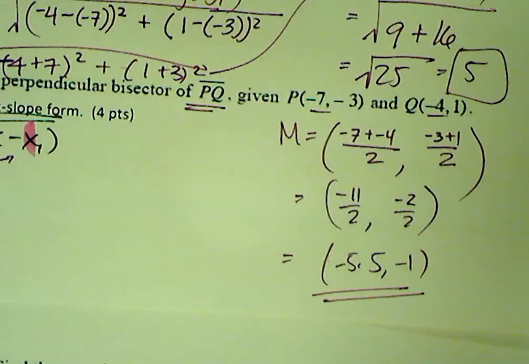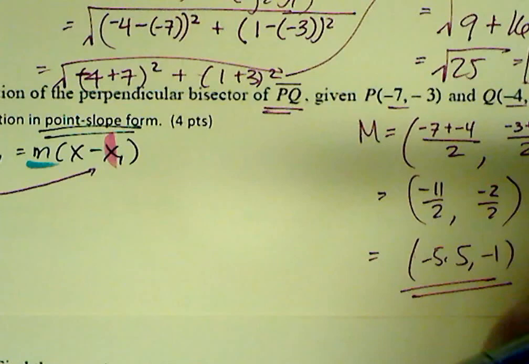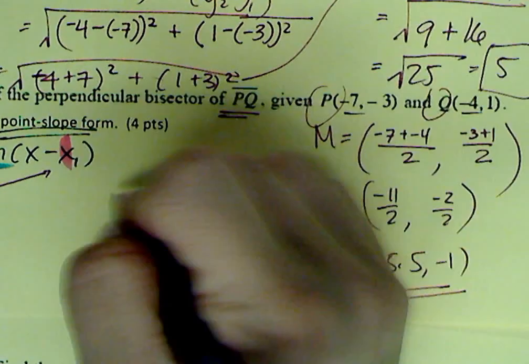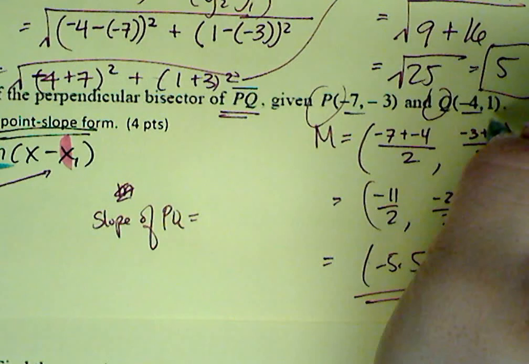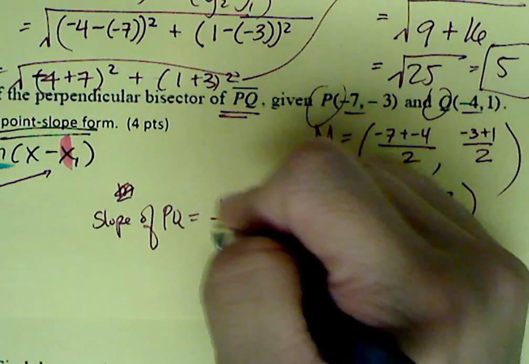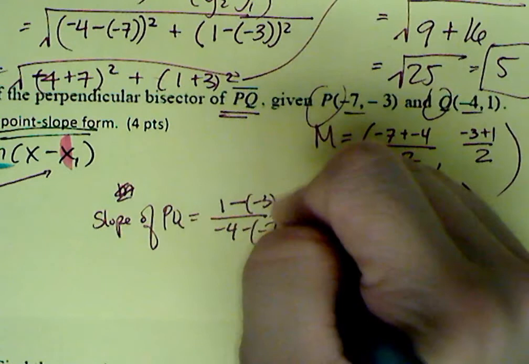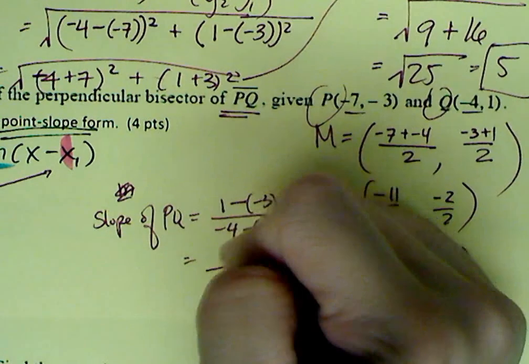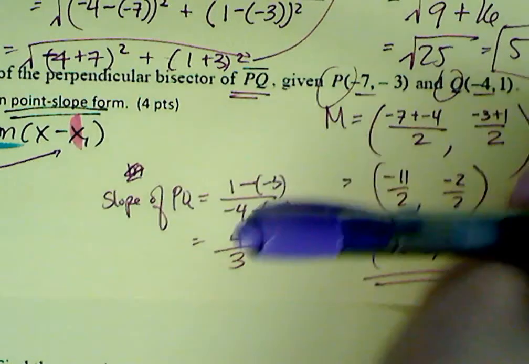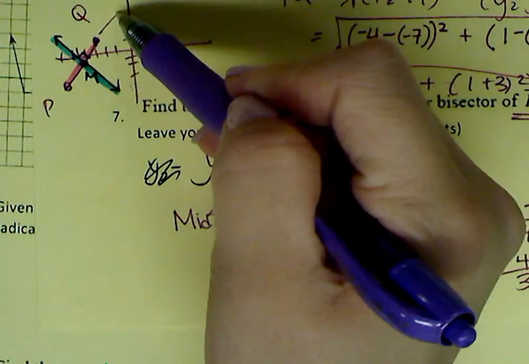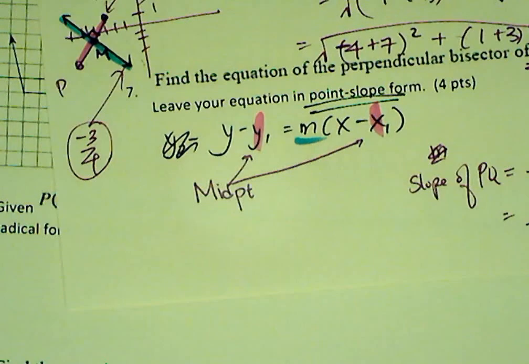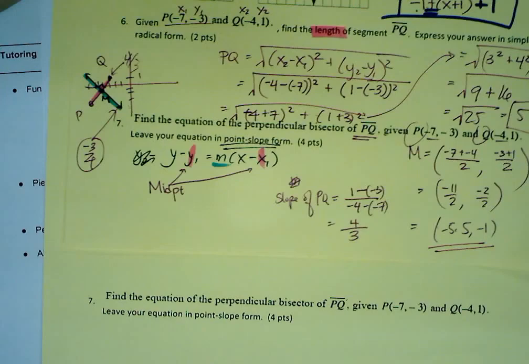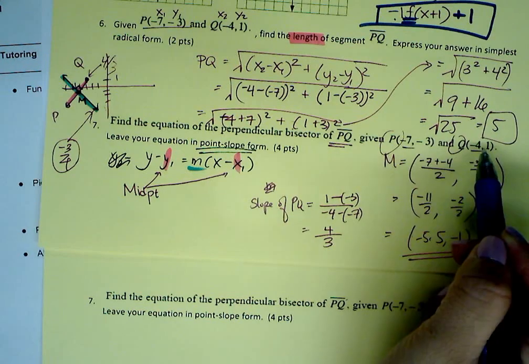If the slope of PQ is 4/3, what's the slope of the blue one? -3/4. So I have the slope, -3/4, and I have my point. Where's my point? Is it -7/3? Is it this? What is it? That's my point, because that's the point that's on the blue line. The other ones are not. So all I have to do is plug it in. y minus -1 equals -3/4 times x minus -5.5. And you can leave it like that. Right?